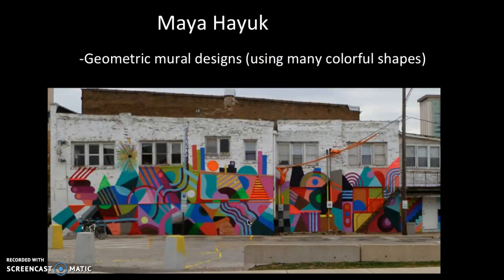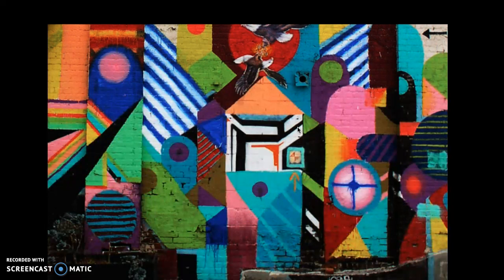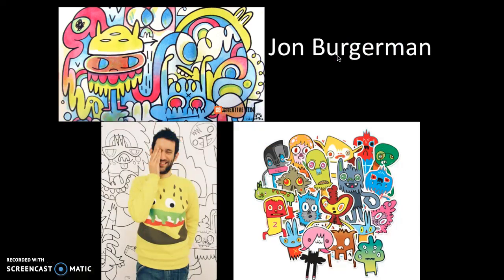Now let's look at some artists who use different types of shapes in their murals. Maya Hayek is one of my favorite artists, and she uses geometric mural designs. So lots of colorful shapes and shapes that have names that we can see in math class. And she's filling up this side of this building with lots of those shapes. Here's a close-up of one of her works of art. And again, she's overlapping shapes. She's using many colors and a variety of shapes, different types of shapes to make her work of art on this building look very interesting.